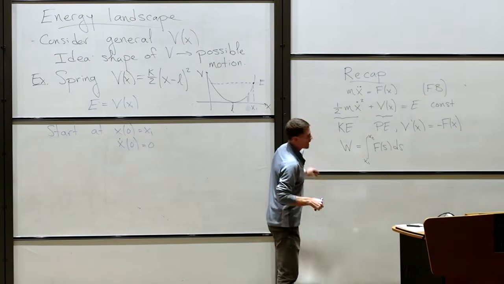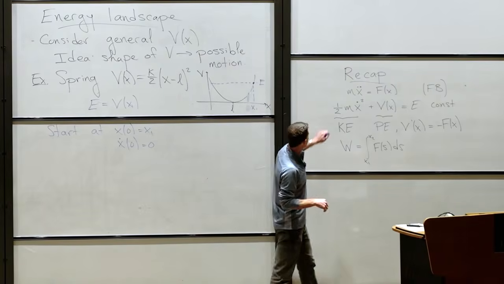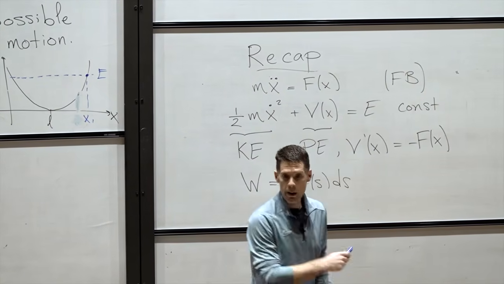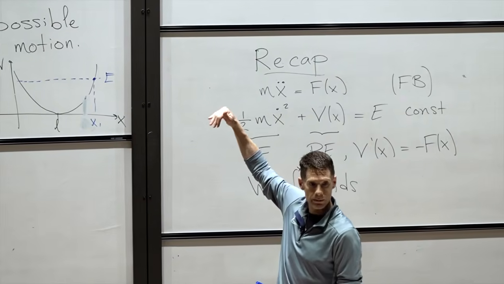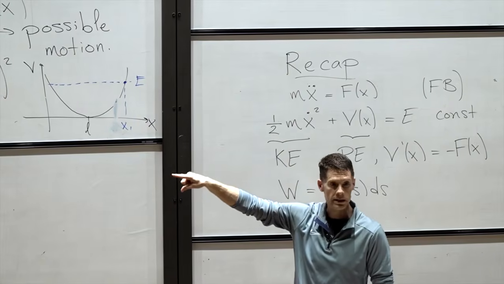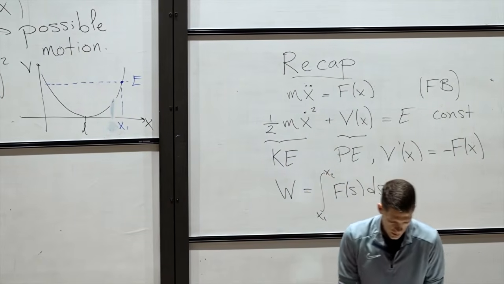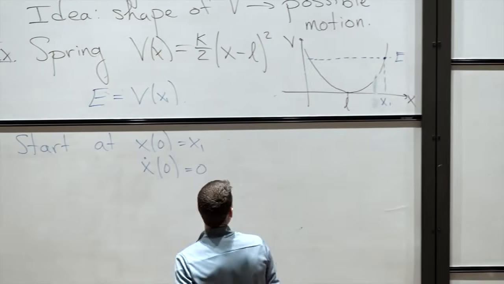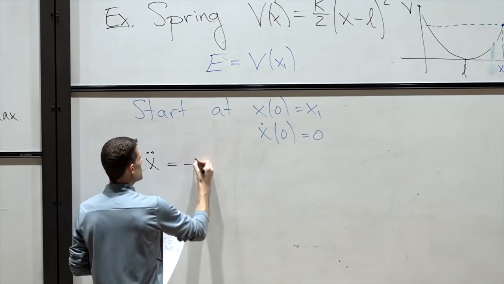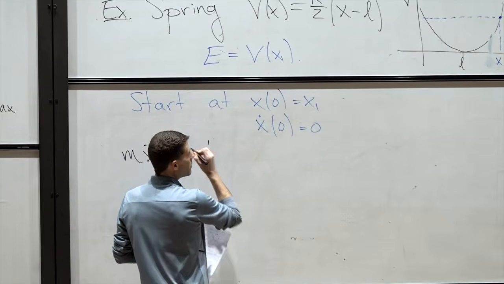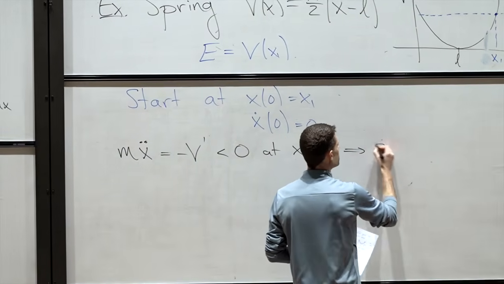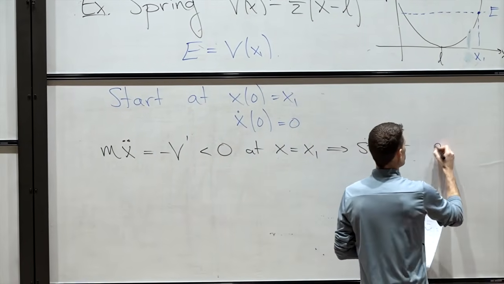Well, one thing you can do is say at the very beginning, m x double dot is f of x, and f of x is minus v prime, and at that point v prime is positive, so minus v prime is negative, so therefore the particle begins accelerating to the left, right? Which is negative at x equals x1, implies we start accelerating.